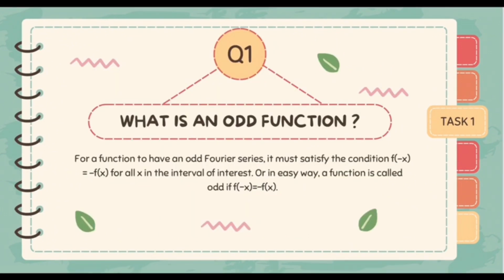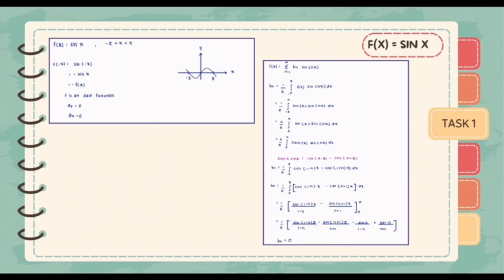Secondly is the odd function. What is an odd function? The function must satisfy the condition f(-x) equals negative f(x) for all x in the interval of interest. Or in other words, a function is called an odd function if f(-x) is equal to negative f(x). For the example of an odd function, I used f(x) equal to sin x. For an odd function, a0 and an must equal 0. Same as the even function before, we must sketch the graph first. The graph of sin x looks like that, with the interval from negative pi to positive pi.